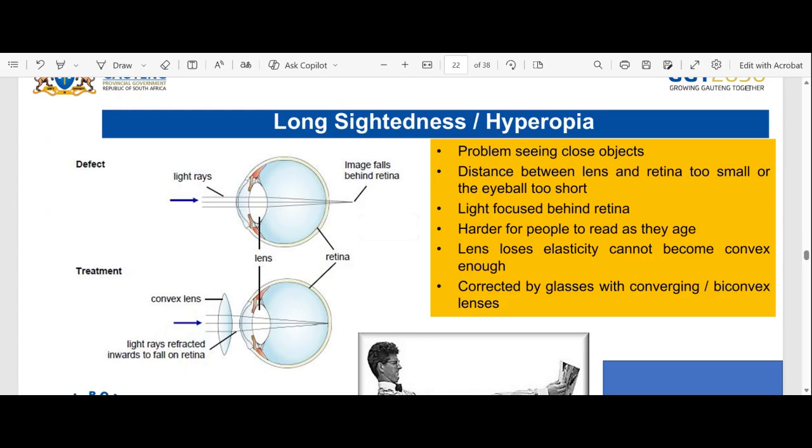Does that make sense? Why? Because your lens fails to become more convex, right? So your lens fails to become more convex. And also look at this, your eyeball, the size of the eyeball. So it means that your eyeball is shorter than normal, and that causes the image to fall behind the retina, right? So it causes the image to fall behind the retina because your eyeball is shorter than normal, and your lens is failing to become more convex, right? And that creates a blurry vision.